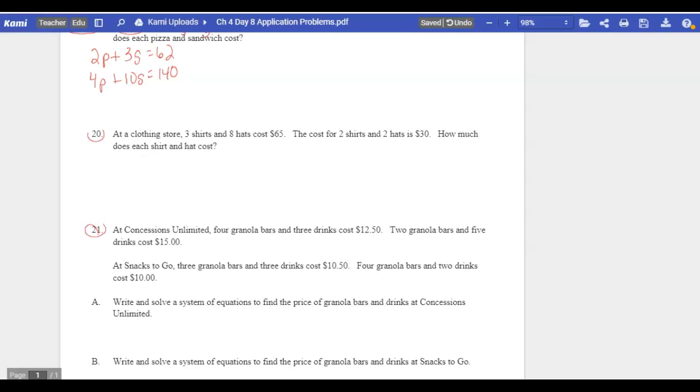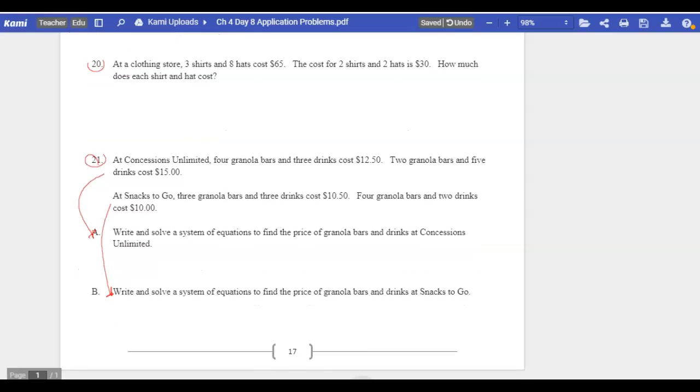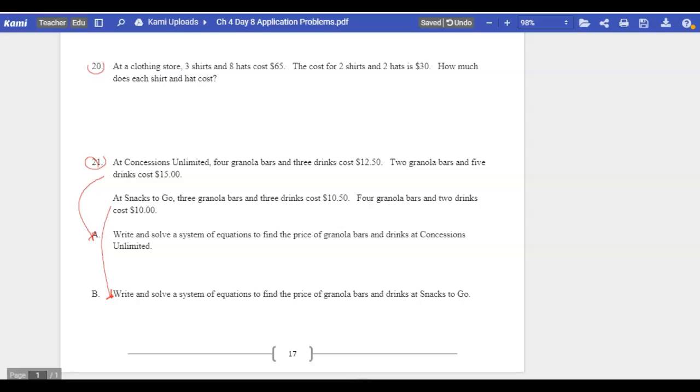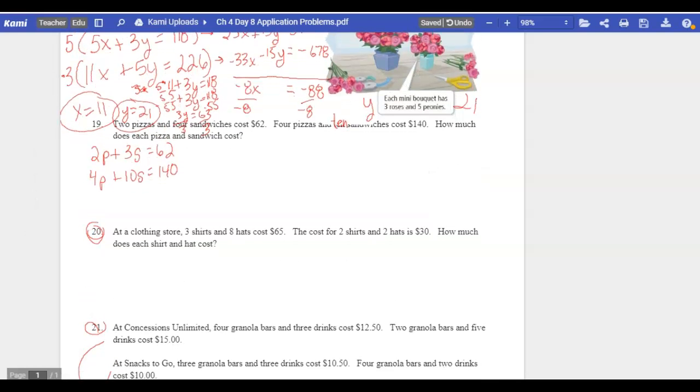These problems here, there's an A and a B. So the concession stand one goes here. This next one goes here. You really do not have enough room. So you're probably going to have to use a separate sheet of paper and upload, or, if you've already printed this packet, find something that works for you. But all of these, 19, 20, 21, are the same.